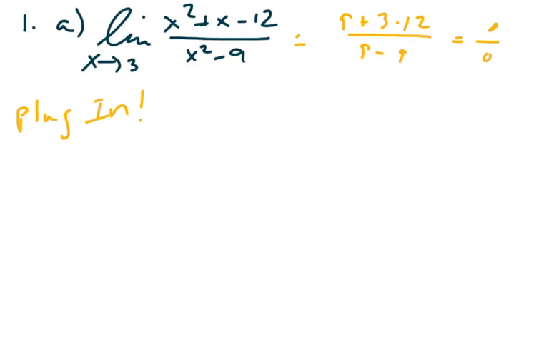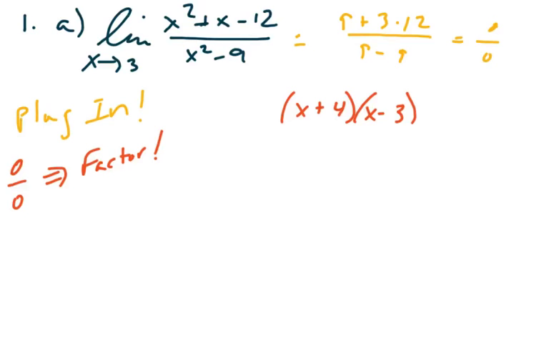So hopefully everybody remembers that when we get 0 over 0, our next step is to factor. We're going to factor, cancel out any common factors, and then reevaluate our limit. So x squared plus x minus 12 can be factored to x plus 4 times x minus 3. And the denominator is the difference of two perfect squares, so we get x plus 3 times x minus 3. After we do that, we see that we have a common factor in the numerator and denominator of x minus 3, so those cancel.